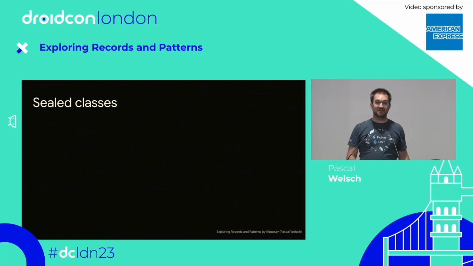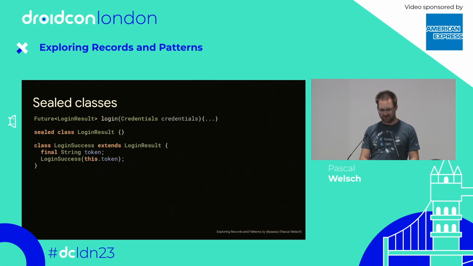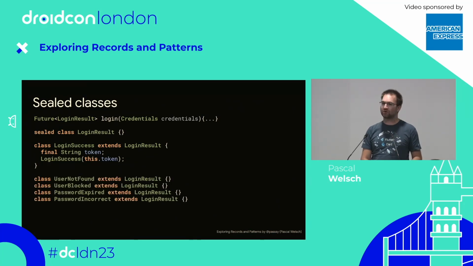Last thing is the sealed classes. For sealed classes, for example, I have this login, and my login result is a sealed class. Sealed class means I have this class which I seal so that I know the number of instances that exist. For my login result, it might be a success. It might be one of those known error cases that I created.